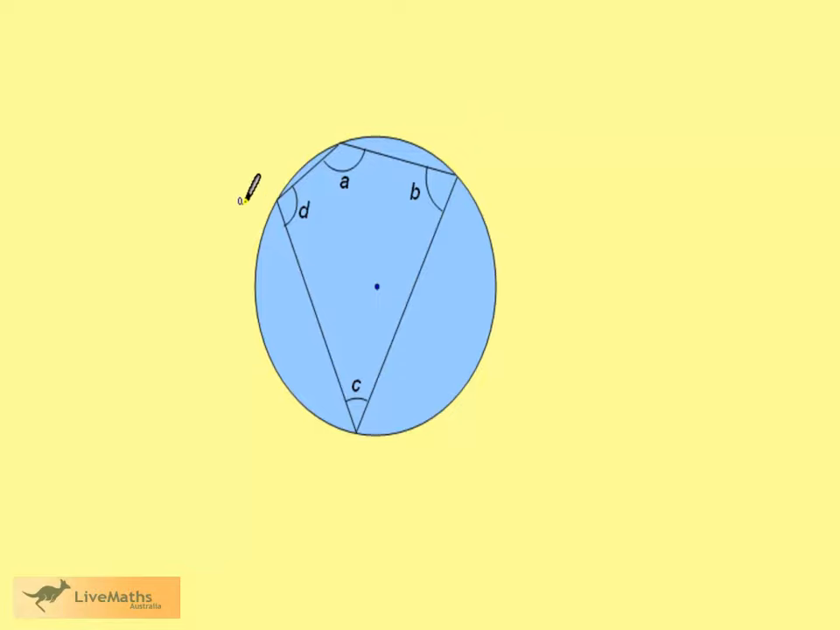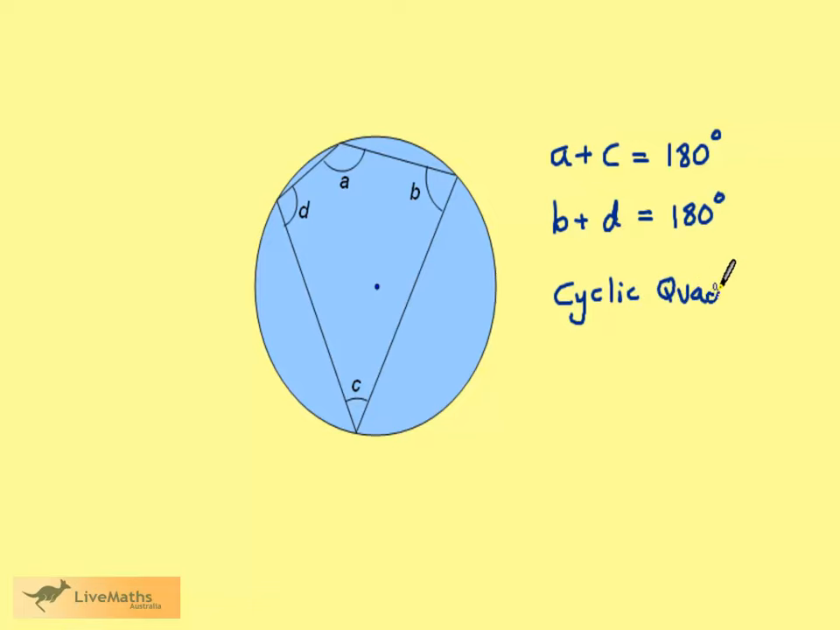Consider this circle and the quadrilateral within it, with all four of the vertices touching the circumference of the circle. The opposite angles add to 180 degrees. So A plus C is 180, and also B plus D is equal to 180. If we use this fact in a question, we state that the reason is that we have a cyclic quadrilateral. A quadrilateral is only cyclic if all four of the vertices are on the circumference.